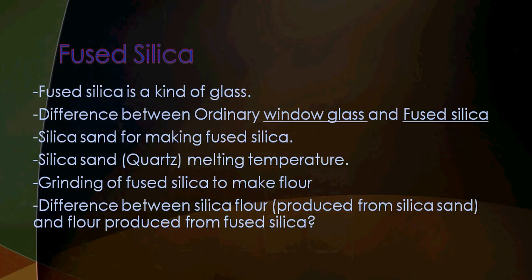Fused silica. What is fused silica? Fused silica is a kind of glass. The difference between fused silica and ordinary window glass I have already explained to you. For making fused silica, we need a special kind of processed silica sand. Silica sand melting temperature is 1740 degrees centigrade. For grinding fused silica to make flour, we need a grinding mill.